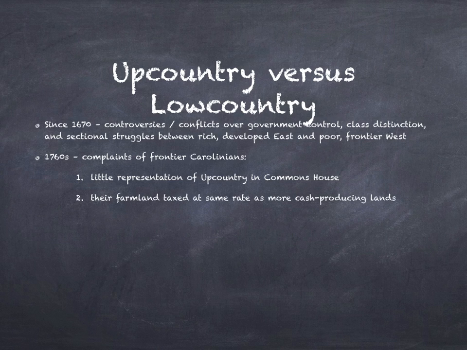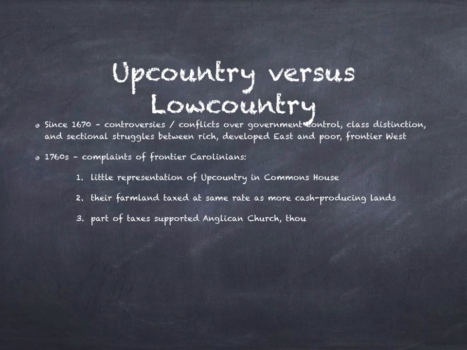Second biggest problem is that their farmland was being taxed at the same rate as or more than the cash producing lands or the plantation owners' lands. It's just not fair. Again, I use this example in class, but 10% on $10 is $1, whereas 10% on $100 is $10. So when you look at the two, somebody that's got more money can afford to pay higher taxes, whereas these folks that are living day to day and barely making ends meet, they just can't afford it.